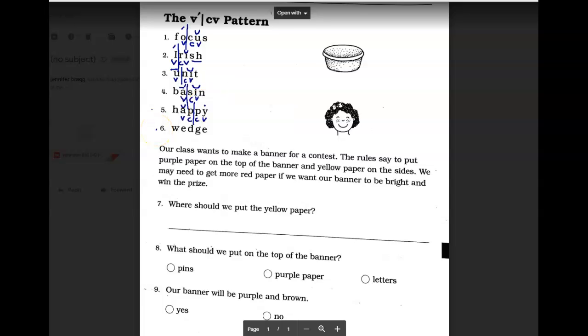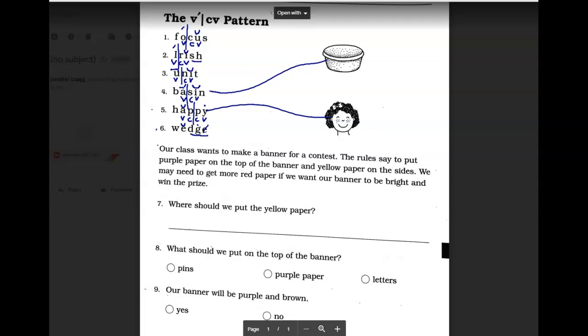Okay. Then wedge, wedge. We have a trigraph. We have a G that sounds like a J. We have a short E sound, and we have a quiet E at the end. Okay, so let's match up. Do you see a picture with focus, Irish, unit, basin? I'll give you a hint. Basin's like a bowl. And I see someone that looks happy. So those are our matching up words.